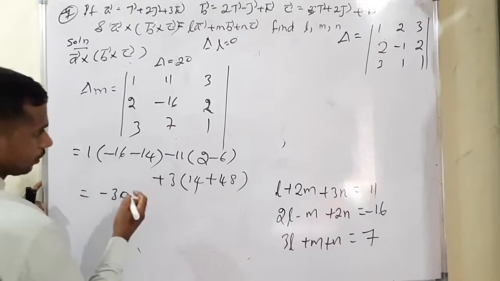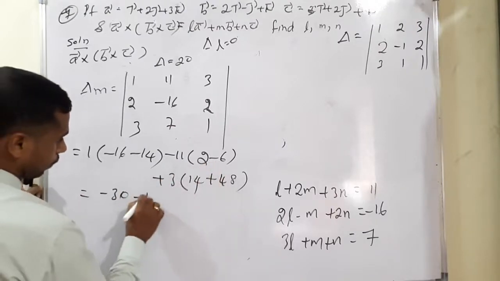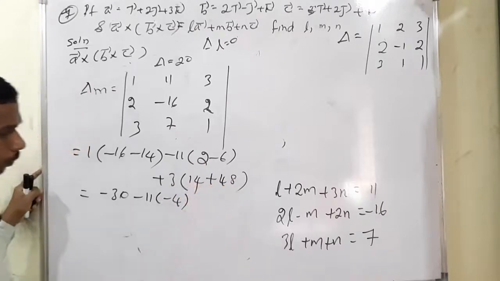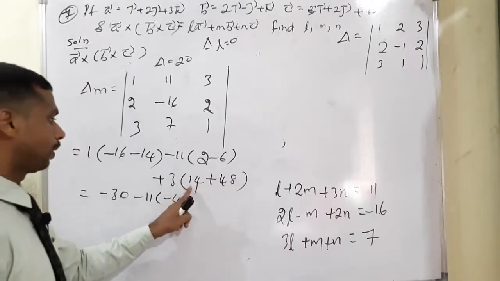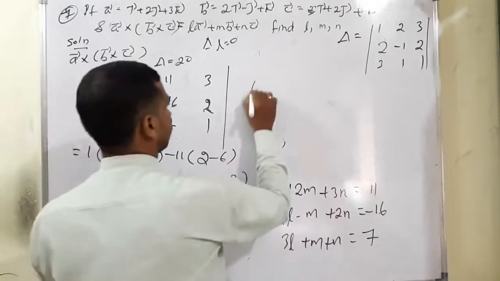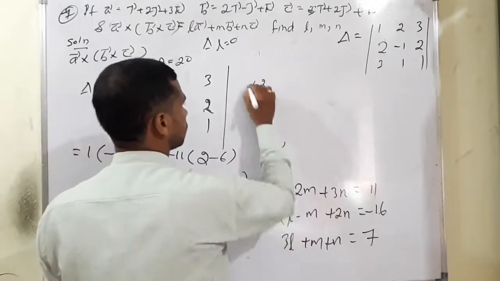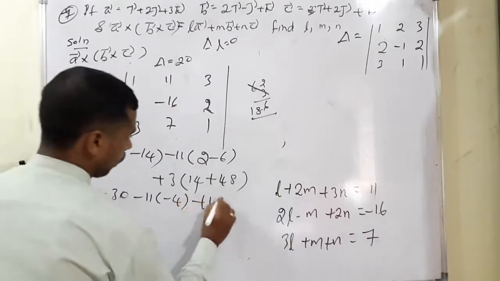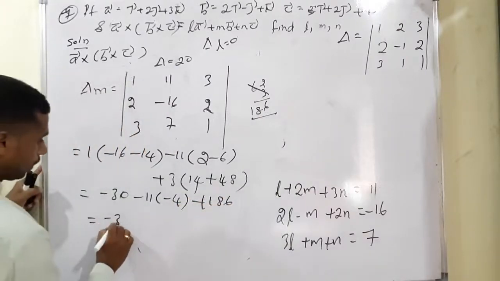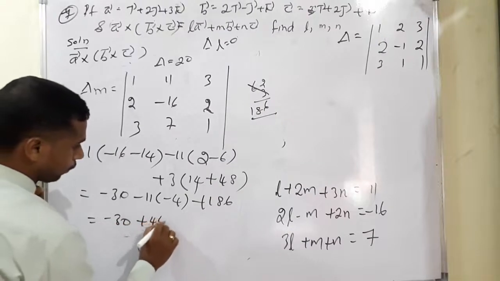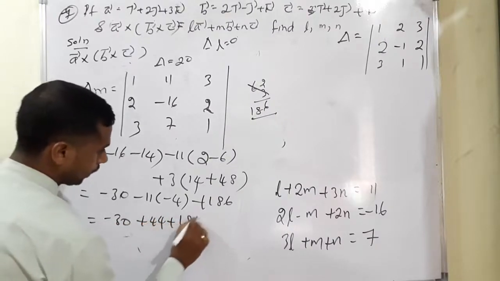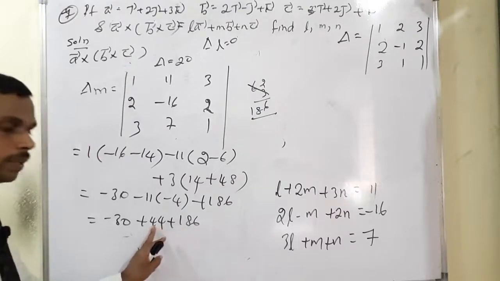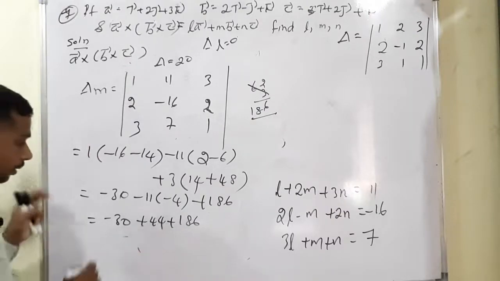Outside 1 is there. 2 minus 6, isn't it? So minus 11 means minus 4. There is 48, 4 means 52. 52 plus 10 means 62. 62 into 3. So 2 3s are 6, 6 3s are 18, 186, isn't it? So plus 186. Now minus 30, positive 44. Plus 186, 186 plus 4 means 190. 190 plus 40 means 230.